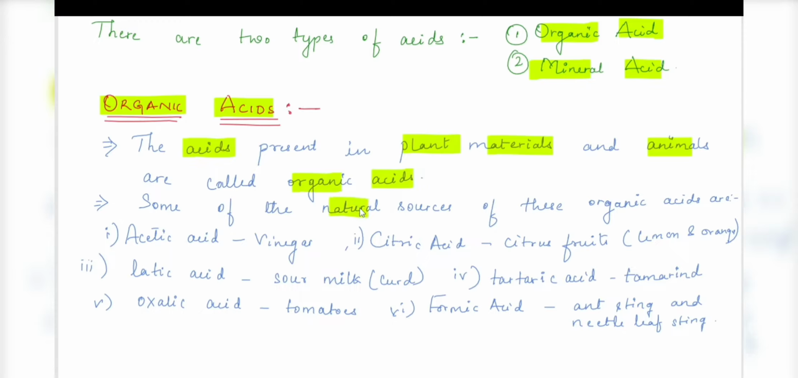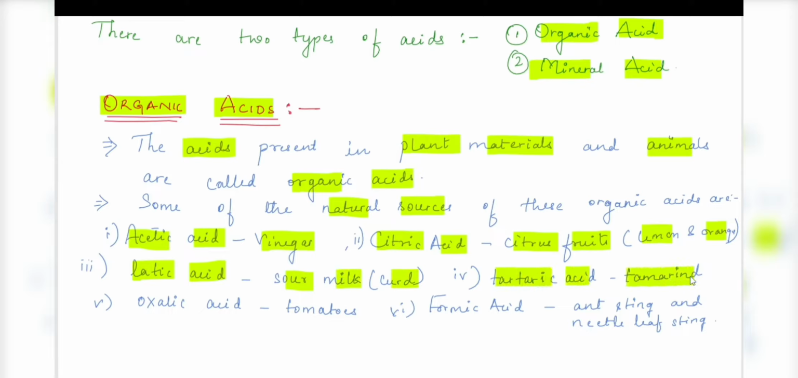Some of the natural organic acids we see are acetic acid, which is found in vinegar. Citric acid is found in citrus fruits like lemon and orange. Lactic acid is one more example of an organic acid, which is found in sour milk or curd. And tartaric acid is the acid present in tamarind. Oxalic acid is present in tomatoes, and formic acid is found in ant sting or nettle leaf sting. So we can conclude that organic acids are those acids which are present in plant material and animals.